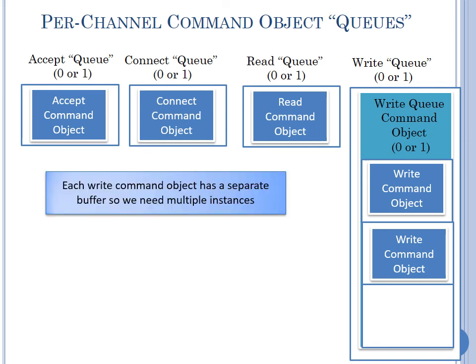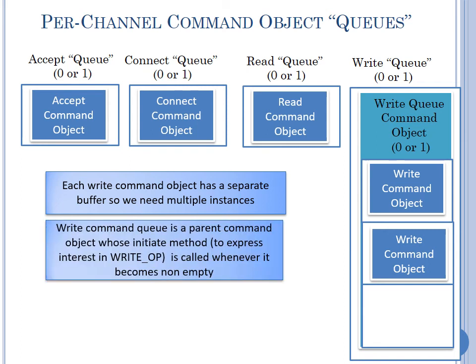So since each write command object has a separate buffer, we need multiple instances. And the write command queue is a parent object, and it sets the interest op for write once for all the writes it can process. So it is responsible for changing interest ops, not each write command object, because the write command object does not know whether there are other write command objects after it. So we've complicated matters a little bit, just to process things atomically.